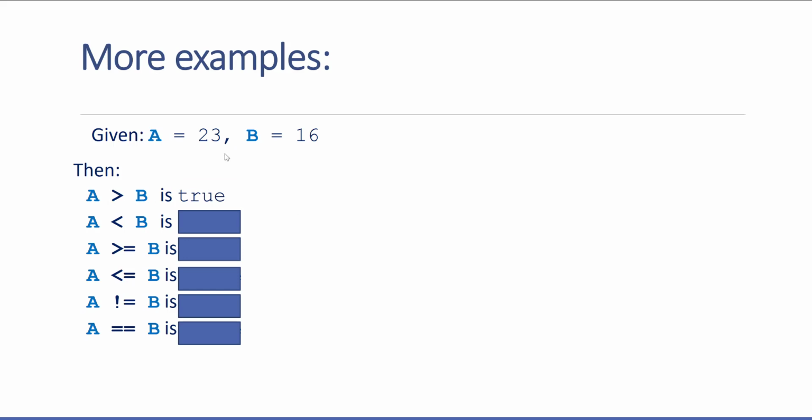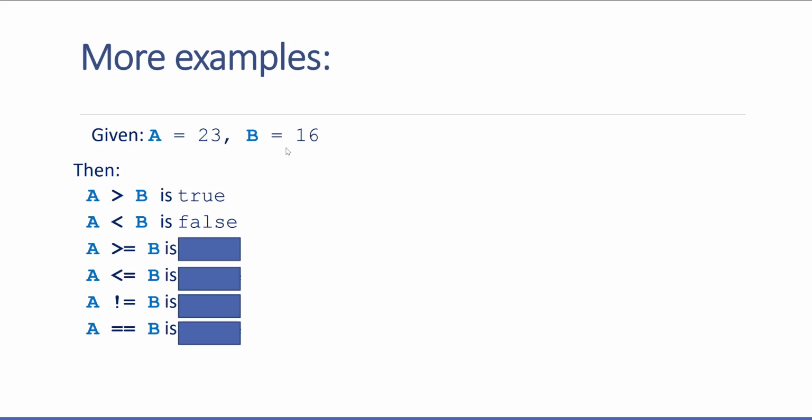A is definitely greater than B. How about A less than B? Is A less than B true or false? That is false. Okay. This is asking, is A greater than or equal to B? If A is equal to B, this will return true, or if A is greater than B, this will return true. So is A greater than or equal to B in this case?